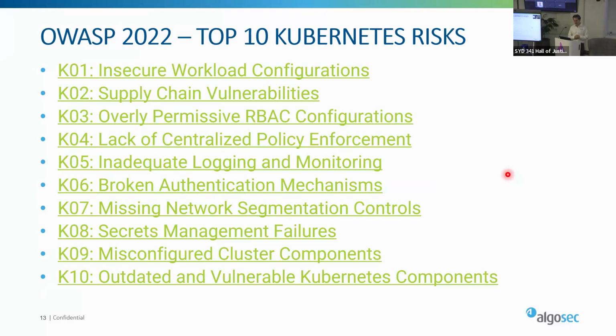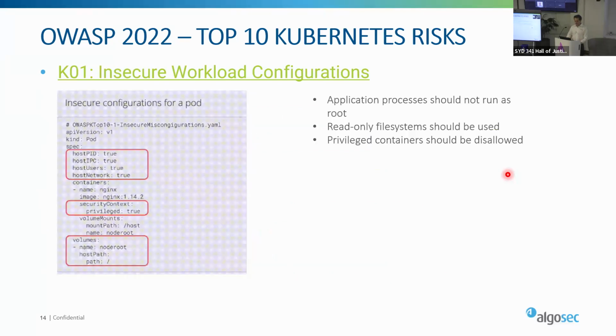The next one is about OWASP. I think it's a non-profit, formed for sharing best practices around security. One of the things they cover, which they published recently, is the top 10 Kubernetes security best practices. The first one is around insecure workload configuration.